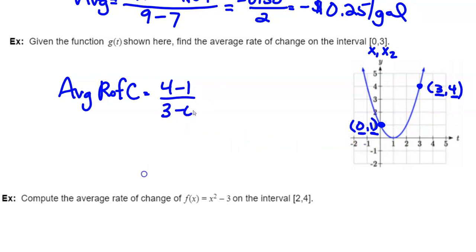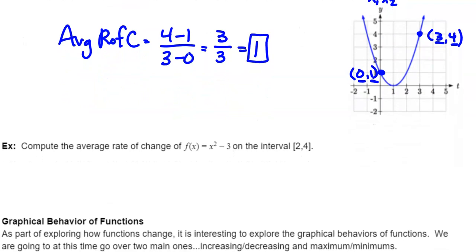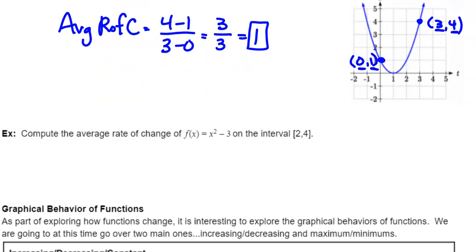And so we do the computation on the top, which is 3, computation on the bottom, which is also 3, and divide those together to give us a 1. So for every change of 1 unit in the y direction, I have a 1 unit change in the x direction. If I were to write it as a fraction, it's 1 over 1.